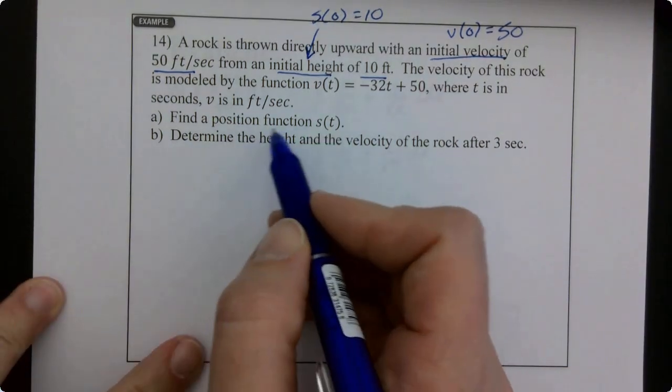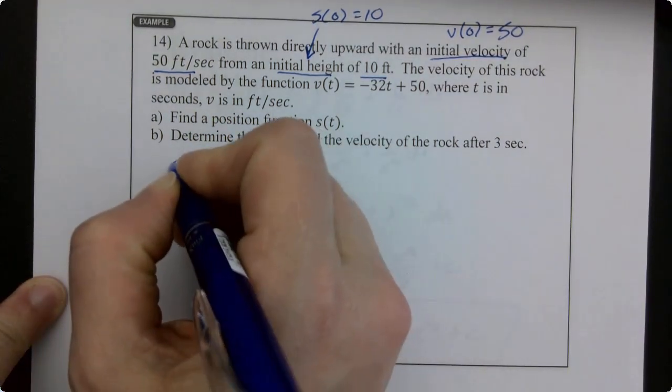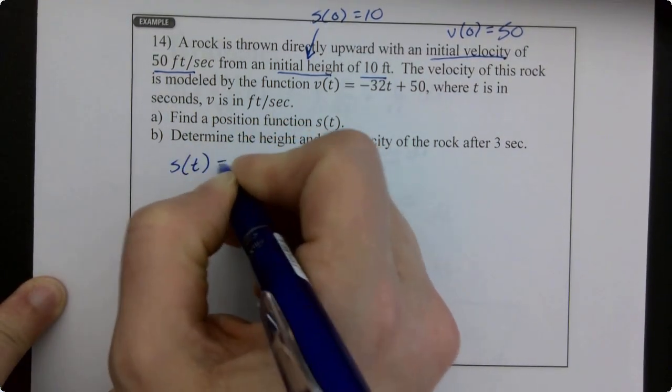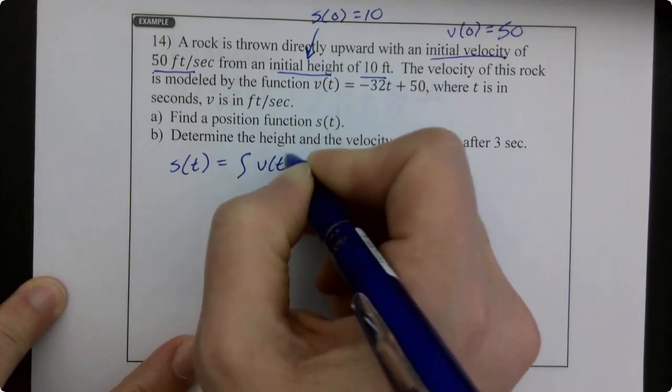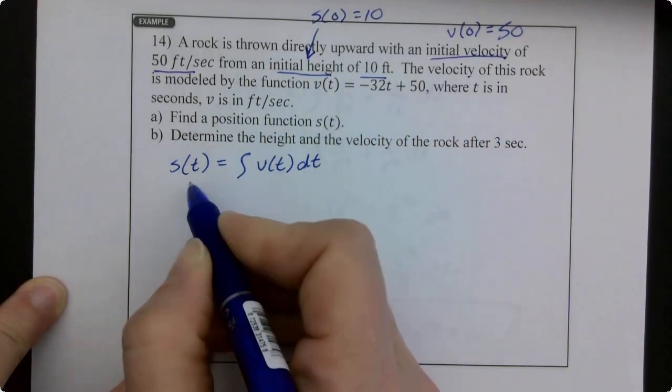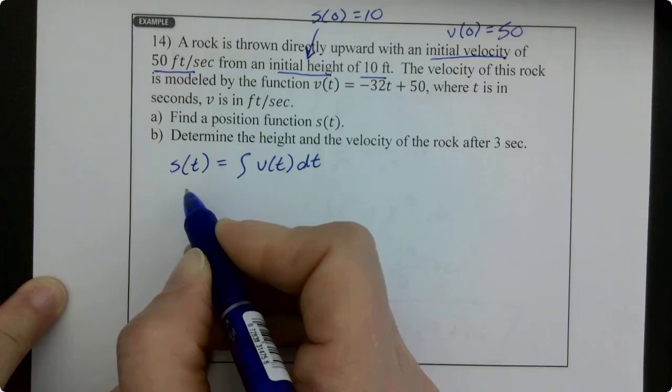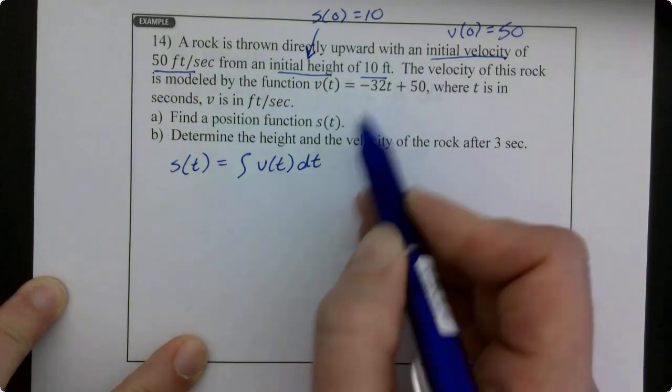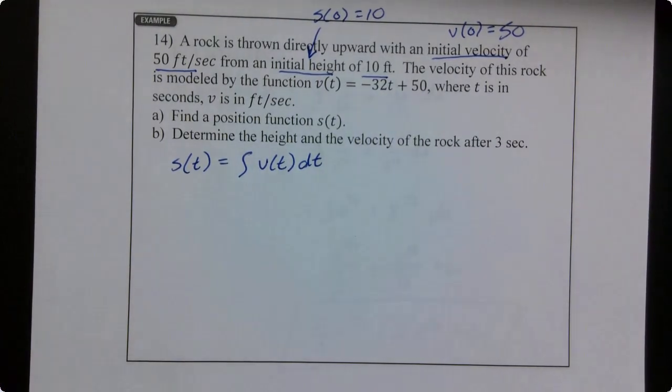So we want to find the position function. So we know that if I do the integral of the velocity function, dt, then I'm going to get the position function. So I'm going to give you some time to do the antiderivative of that velocity function to get the position function and solve for c.